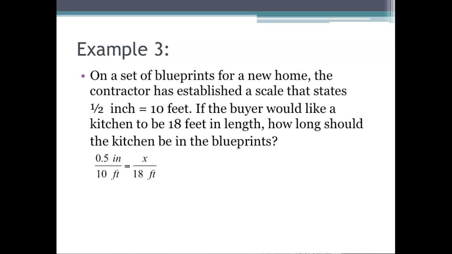Now you can feel free to change everything into inches or everything into feet. But in this case, as long as we solve this and remember that the numerator is in inches, that should be fine. So cross multiplying, we have 10 times x is equal to 0.5 times 18, which is 9. And divide both sides by 10, and we get x is equal to 0.9 inches.